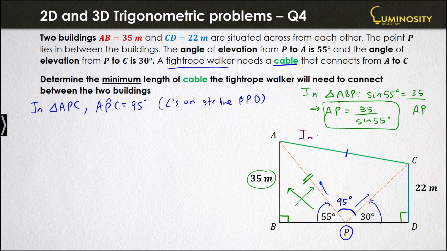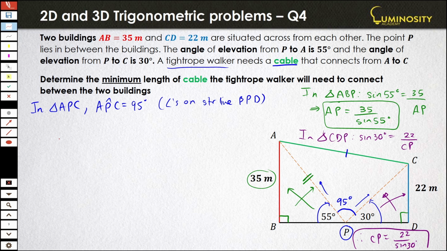And then, in triangle CDP, again, we have an angle. We know a side length opposite that angle. And we want the hypotenuse. So I can say sine of 30 degrees is 22 over CP. And then doing the same algebraic manipulation, we have CP equals 22 over sine 30 degrees. Okay, again, so that'll be important information.